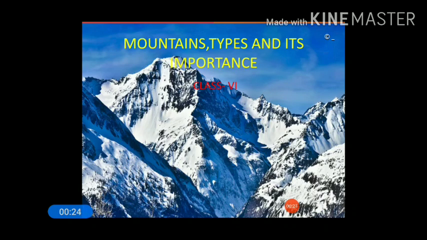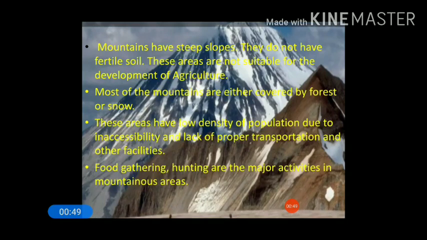Mountains are the elevated regions on the surface of the earth which attain a height of 3000 meters above sea level. So any elevated region attaining a height of about 3000 meters or more is generally termed a mountain. There are some characteristics of mountains, we'll see them one by one. Mountains have steep slopes, so any landform on the surface having steep slopes and attaining a height above 3000 meters is generally termed a mountain.